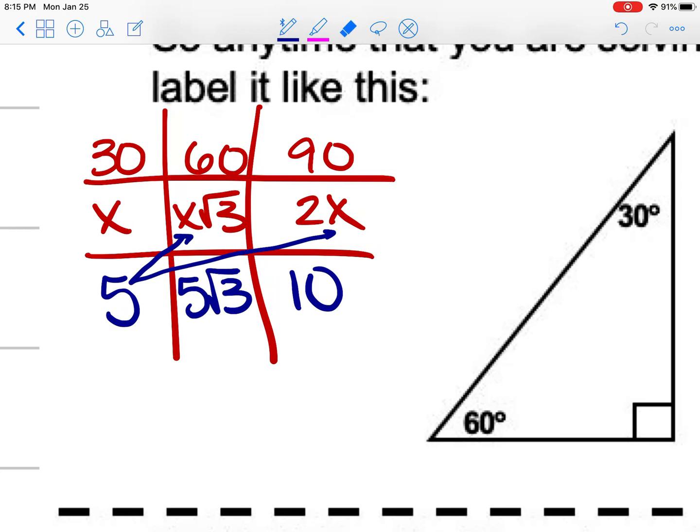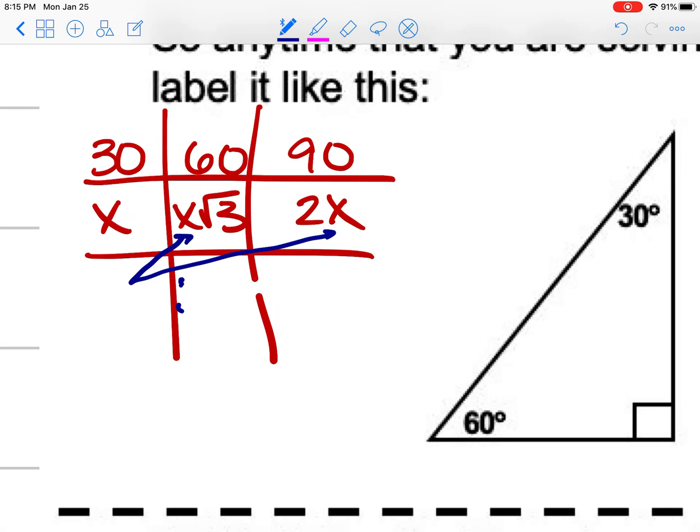Okay, let's try another one. What if this was, let's say 8? We would substitute in under the 60, it'd be 8 square root of 3. Substitute in for the 2x, and you would get 16. So just that way, we could also reverse it.